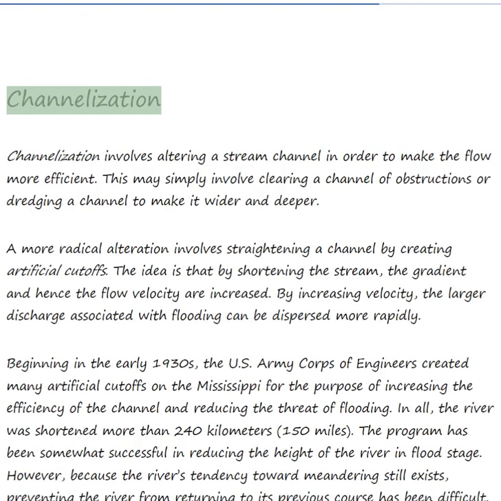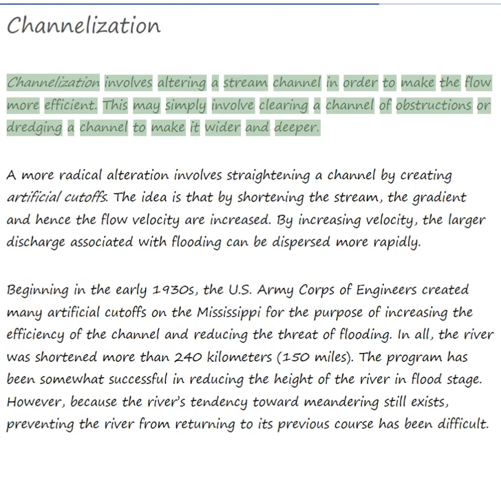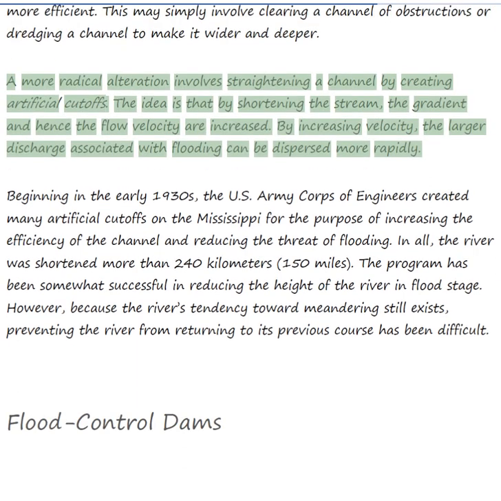Channelization. Channelization involves altering a stream channel in order to make the flow more efficient. This may simply involve clearing a channel of obstructions or dredging a channel to make it wider and deeper. A more radical alteration involves straightening a channel by creating artificial cutoffs. The idea is that by shortening the stream, the gradient and hence the flow velocity are increased. By increasing velocity, the larger discharge associated with flooding can be dispersed more rapidly.